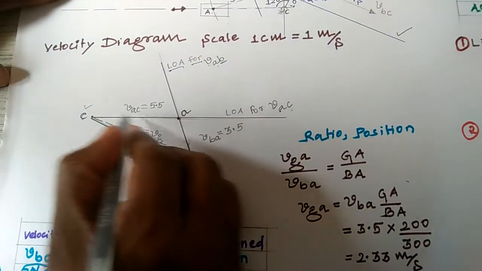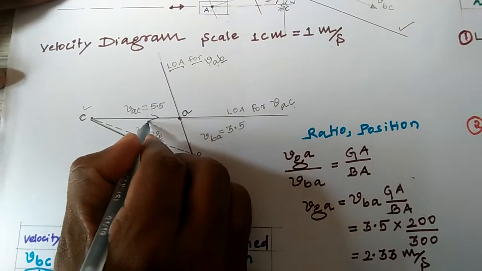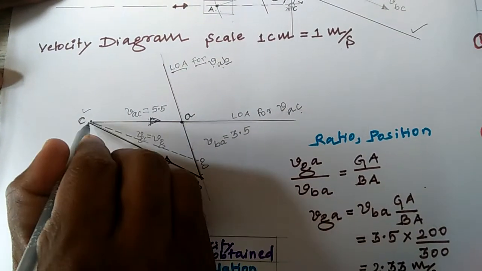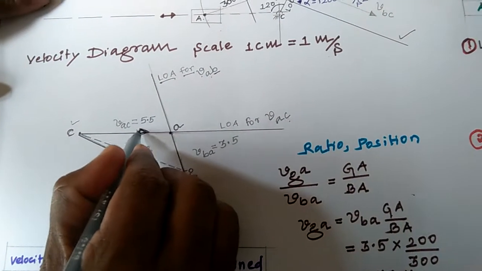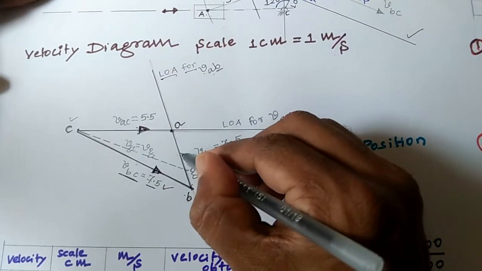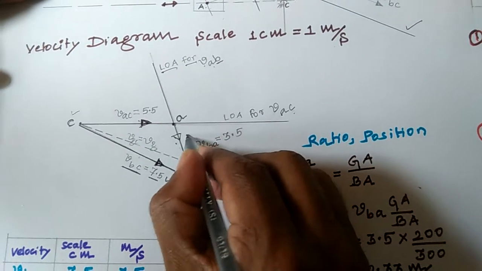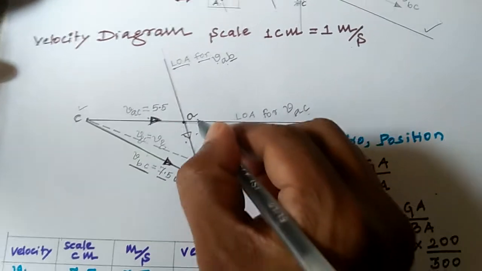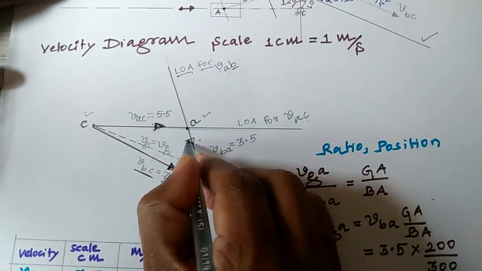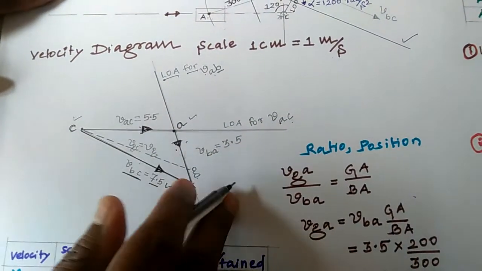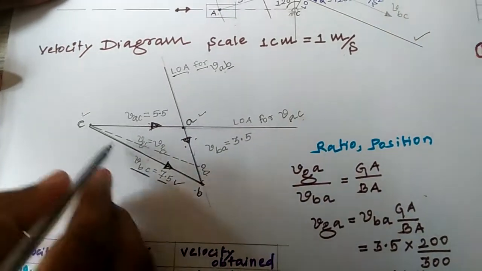Second, this is the velocity of A with respect to C, I will draw this one. Then the velocity of B with respect to A, I have drawn this also. You get the vector diagram, this one totally.